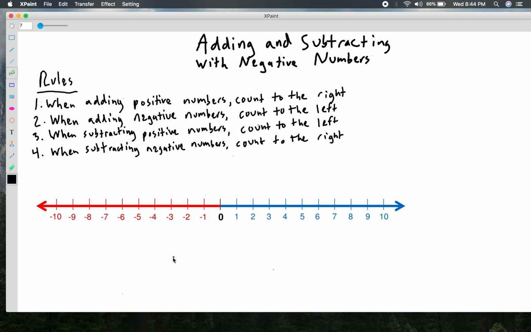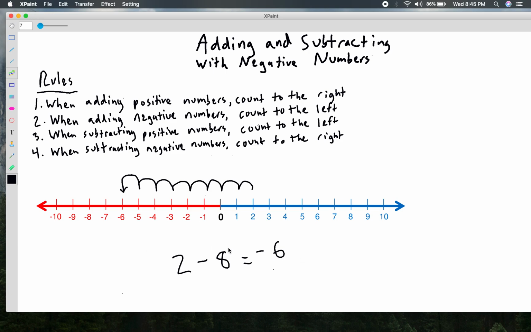Okay, subtracting a positive, count to the left. Well, what if we're at 2 minus 8? Uh-oh, 2 minus 8. What are we going to do here? We're here at 2, but it says when subtracting positive numbers, count to the left. Well, 2 minus 8, let's go. 1, 2, 3, 4, 5, 6, 7, 8. That gets me a negative 6.